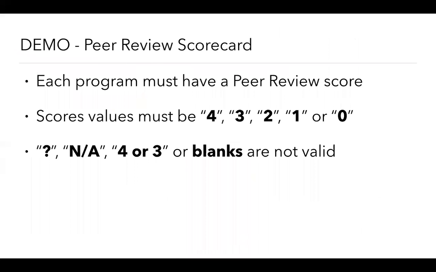Okay, as we get into the actual template, just a few reminders. Every single program must have a score. That score must be a numeric value of 0 to 4. Question marks, blanks, NAs, any sort of slashes or dashes will prevent the scorecard from uploading properly. Additionally, if you add any rows or columns, that will prevent the template from uploading correctly.